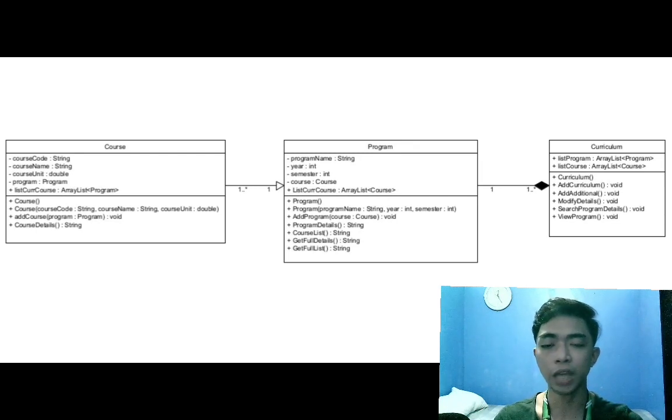And now, let me discuss the multiplicity of these two classes. Let's say the program is the set of subjects in a specific course. In reality, once you choose your course, there are specific subjects that you will take. In other words, the program can have one or many in a course, while the course can have only one in a program.